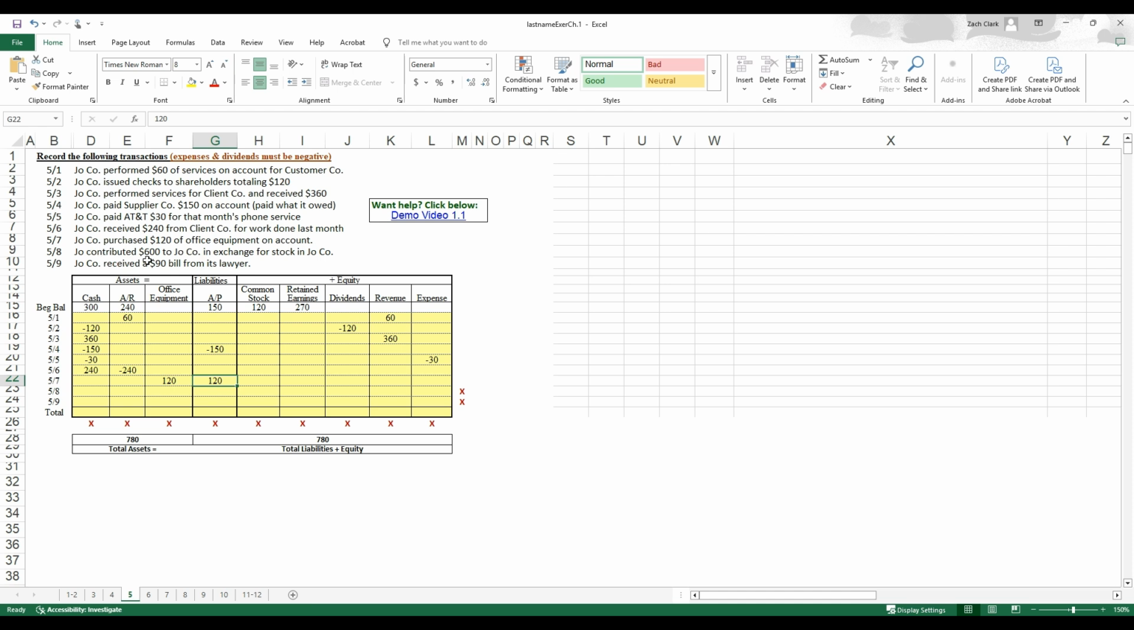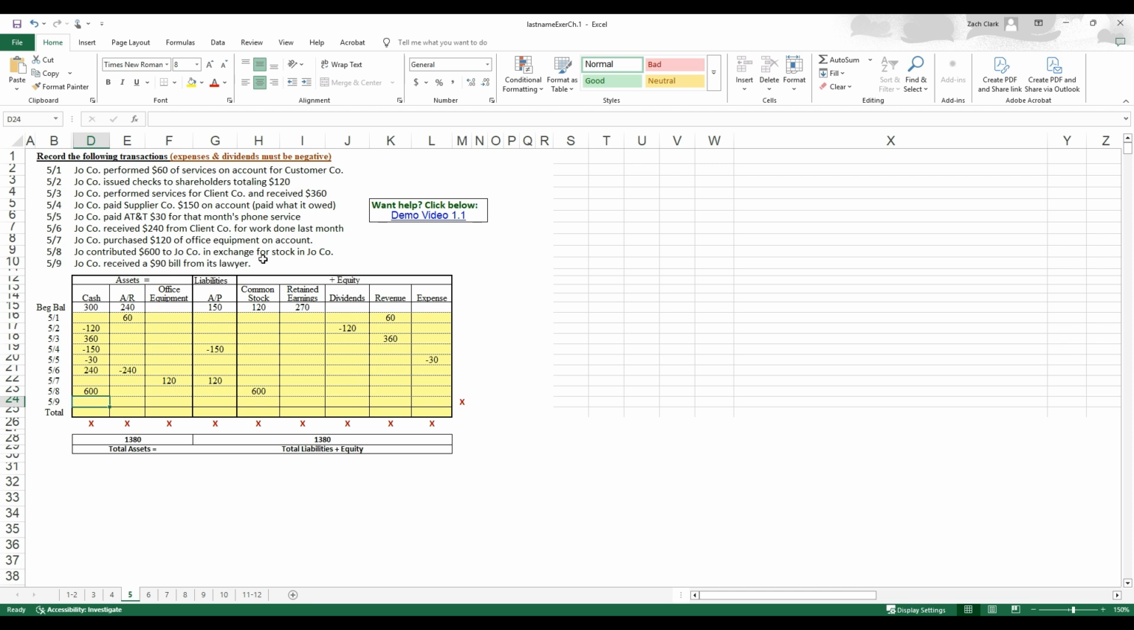Okay, on the 8th, we contributed $600 in exchange for stock. So this will be cash going into the business, and it will be reflected as a common stock transaction. So if you want to think of it like an investment into the business in a way, for certain ownership of the business.